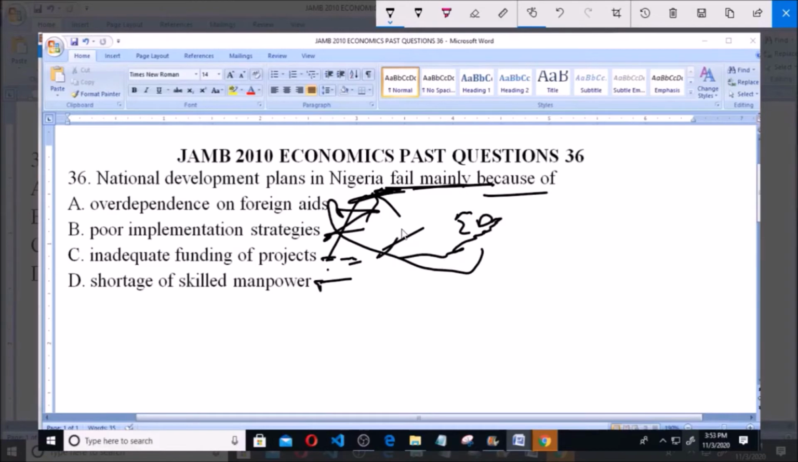So from our factors we have talked about, option B is the correct answer, which says poor implementation strategies.